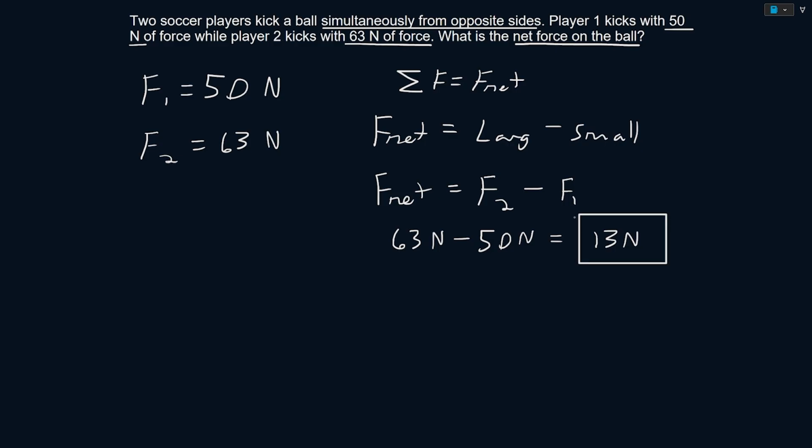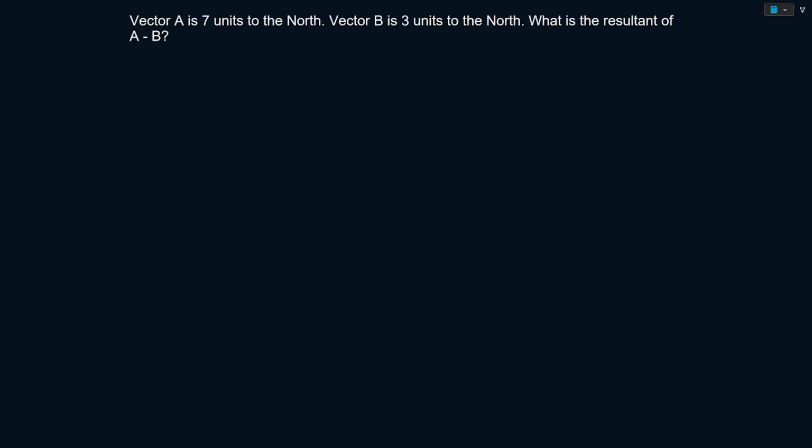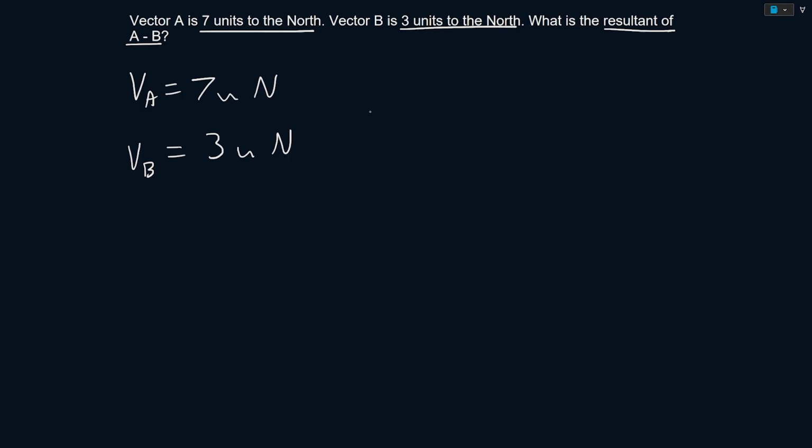Vector A is 7 units to the north, vector B is 3 units to the north. What is the result of A minus B? First, let's identify our variables. Vector A is equal to 7 units to the north. Vector B is equal to 3 units to the north. What we're trying to find is the result of A minus B.